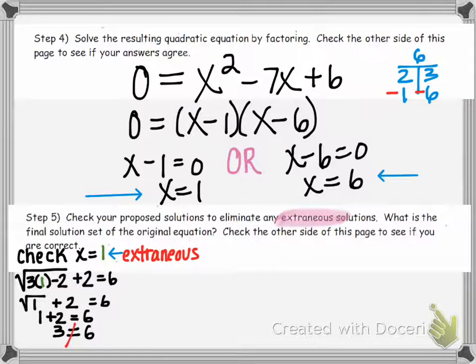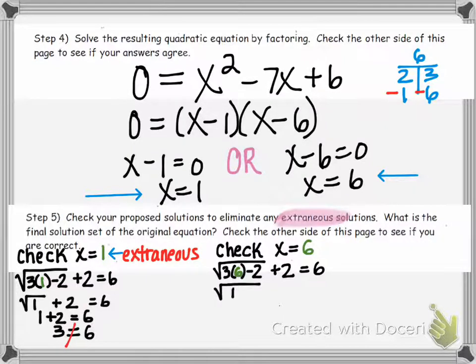Let's check x equals 6. I'm going to set up my skeleton again, and everywhere I saw the x, I'm going to replace it with 6. Under the square root sign, I will get 18 minus 2, which is the square root of 16, plus 2 equals 6. The square root of 16 is 4, and 4 plus 2 equals 6.